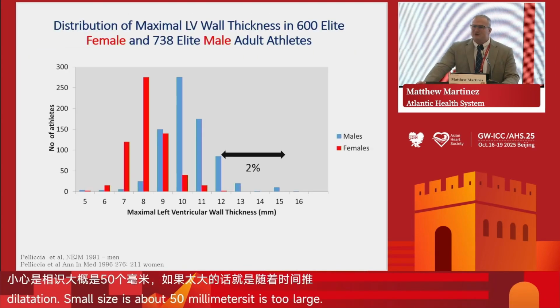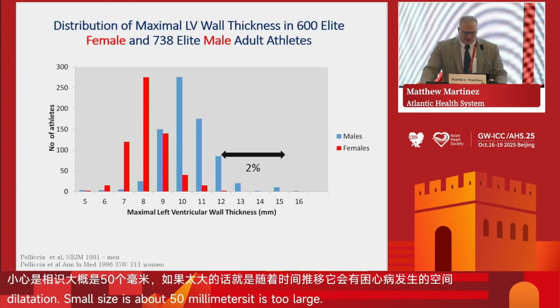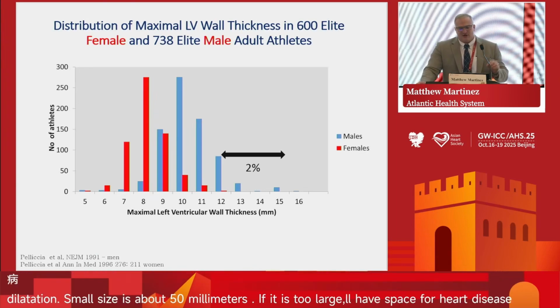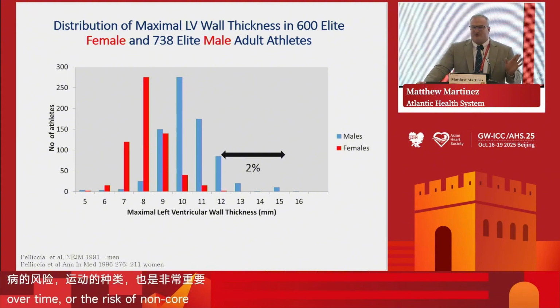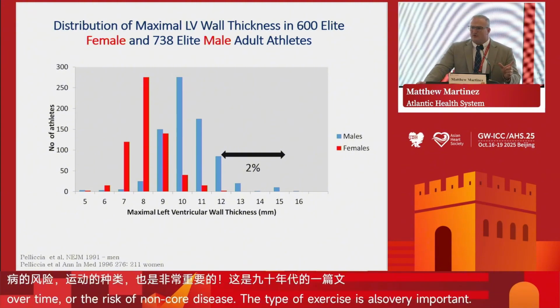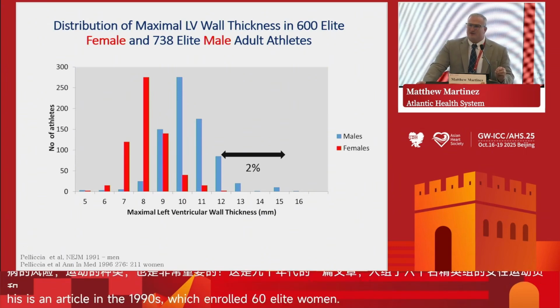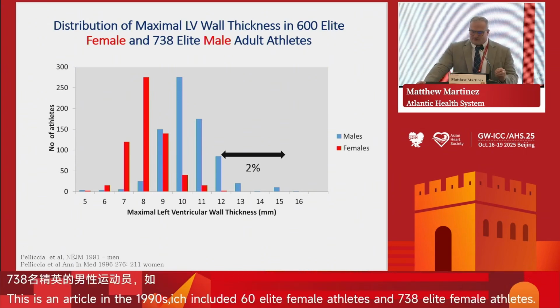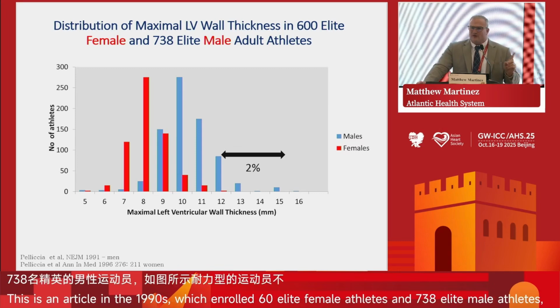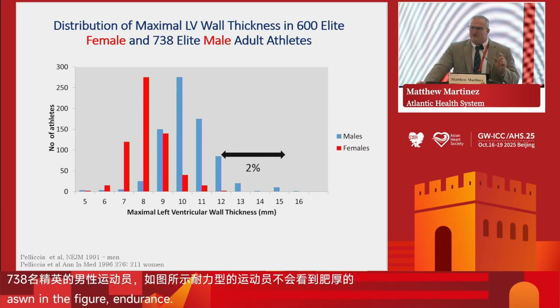Now, the sport matters as well. This is one of the earlier studies from Pelliccia in the 90s, looking at 600 elite athletes, both men and women, over the early 90s period. And you can see that in the endurance athletes, we often don't see hypertrophy. So although abnormal at 11 or 12 millimeters, very few of them at 13 or 14 millimeters.